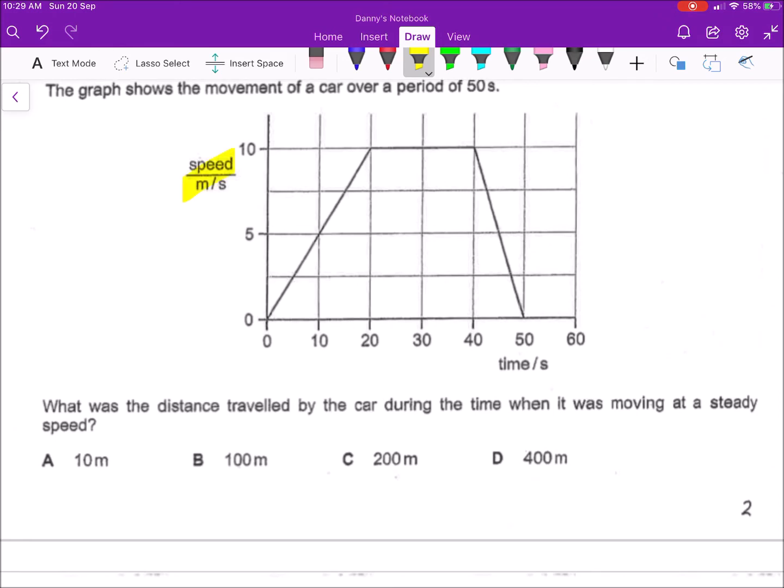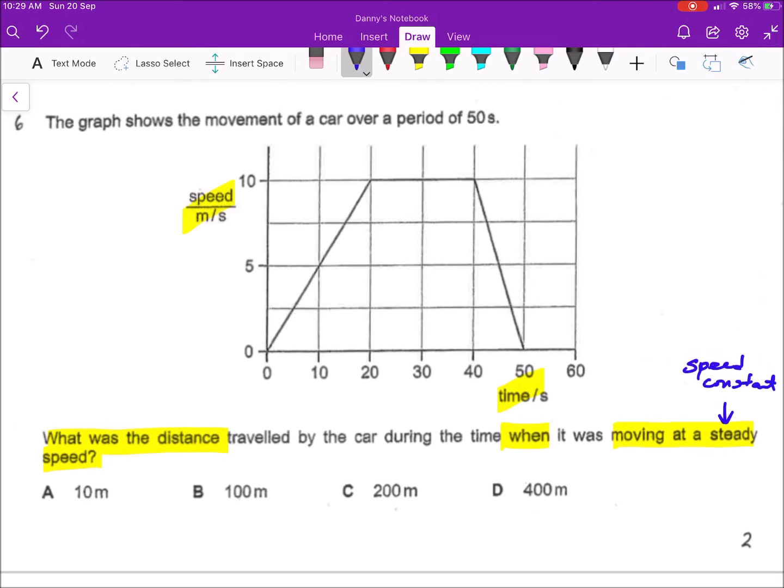Again, this is a speed time graph, and the question is again asking you to find distance. I'm not going to bore you. Basically, you have to find the area underneath. You just need to focus on the duration that this question is interested in. I have to find the distance, but this time I only want the distance when it is moving at steady speed. What do we mean by steady speed? Steady speed means that the speed is constant.